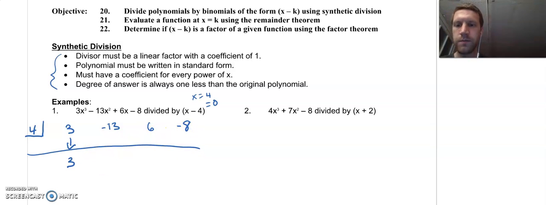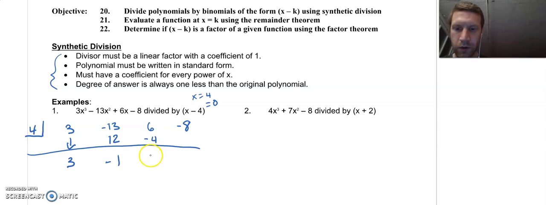So the way that you get the numbers in the row underneath the coefficients is you want to multiply the number that you just dropped. So in this case, the 3 times the number in the box. So 4 times 3 gets me 12. So I multiply to get that number. And then we add down. So negative 13 plus 12 is negative 1. Once I get the number down here, the negative 1, I want to multiply it by the number in the box. So that gives me negative 4. And then I add down.